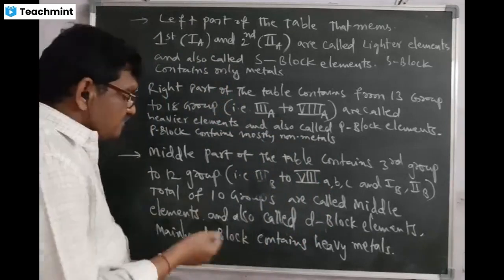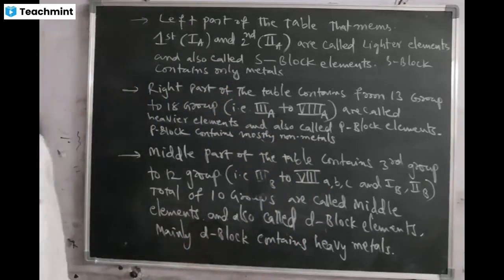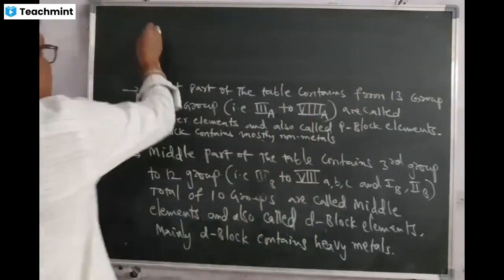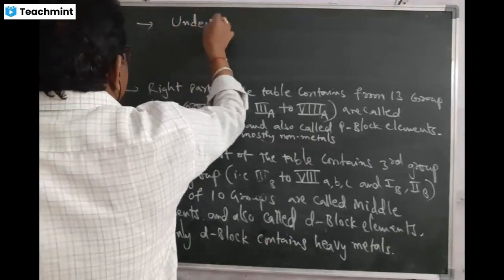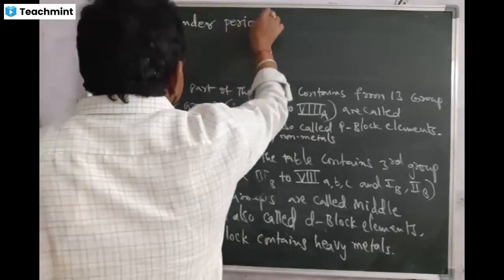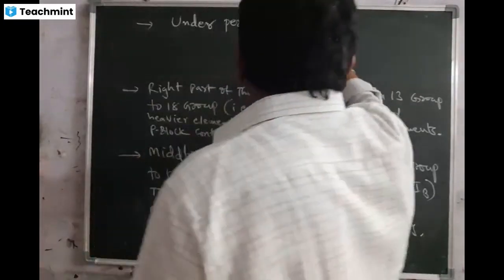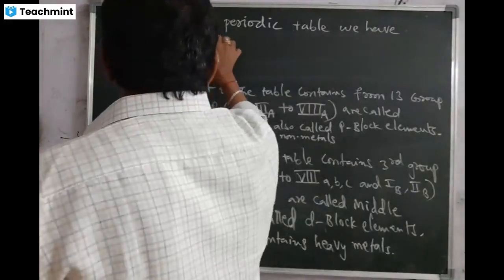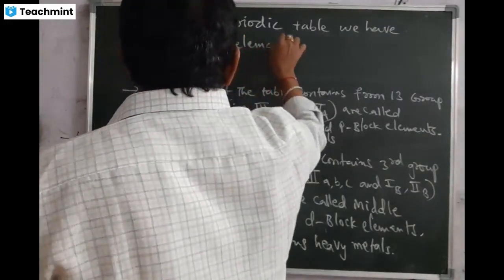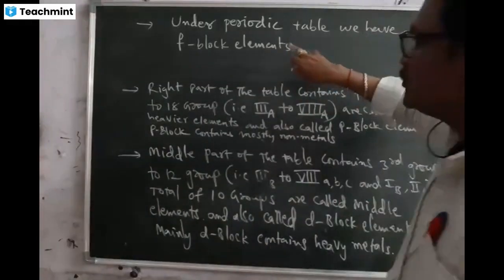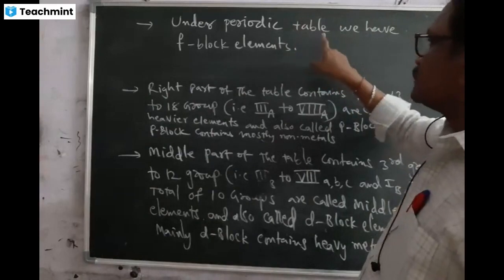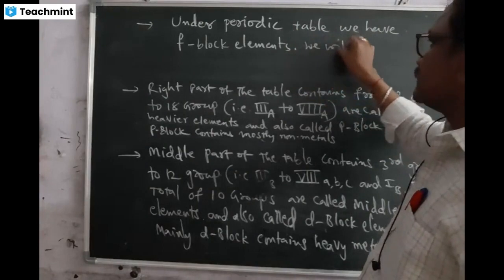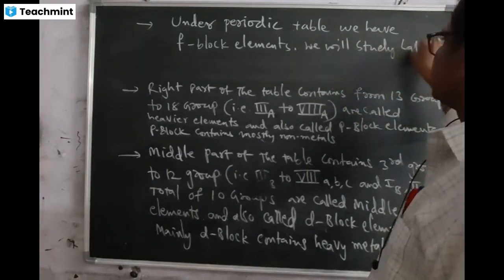Okay. One more point we want to write here. Write down: under the periodic table, we have A block elements. You can study about these elements later. So under the periodic table, we have A block elements. We will study later.